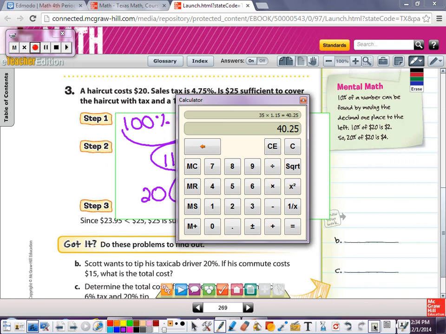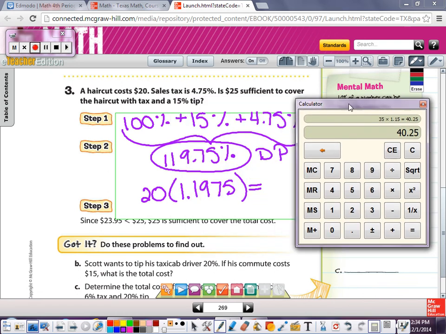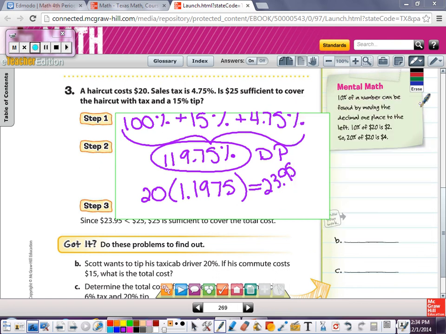So I'll go ahead and use my handy dandy calculator, and I'm going to do 1.1975 times 20. Remember, multiplication doesn't matter if I go this times this first or this times this first. It's all the same thing. When I do that, I get a total of $23.95. That's the exact amount I would need in order to cover everything.